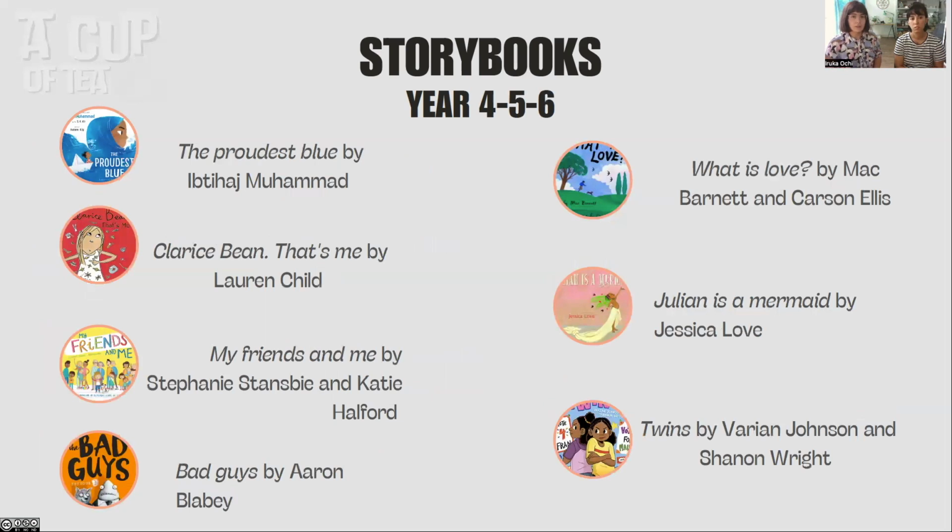And also in years 4, 5, and 6, we follow the same criteria in choosing the storybooks, but we have also introduced longer books, for example, the one called Bad Guys or Twins, which can be read aloud by the teacher in class. And also, as we have said, the gender perspective is a key point always when choosing one of these stories.